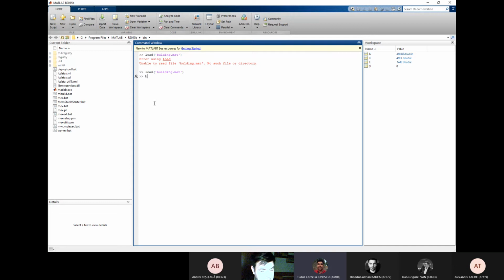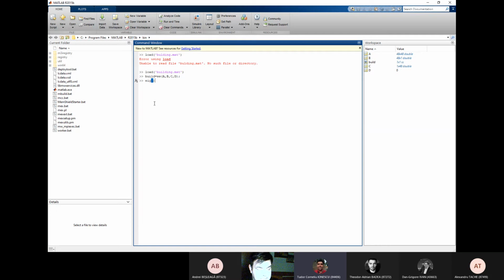Okay, so building is now a system, and I'm using the same command SS, state space, of A, B, C, and D. You have 4 matrices. D is 0 in this case. We don't mind. So this is the model building.